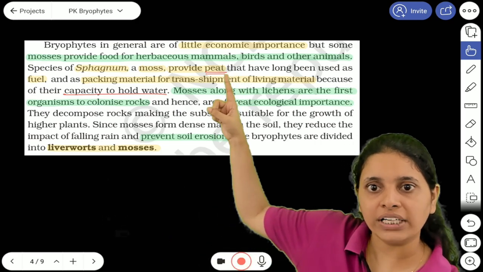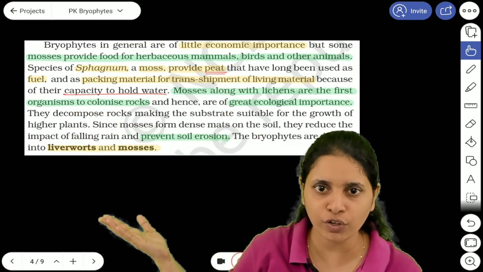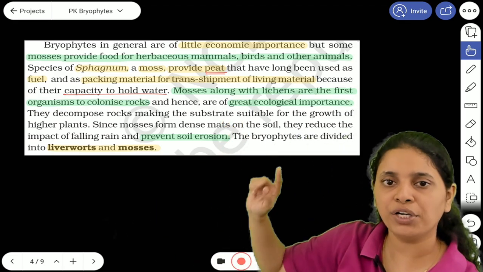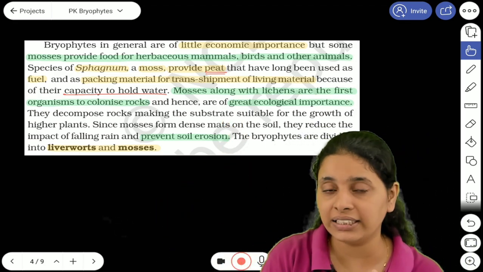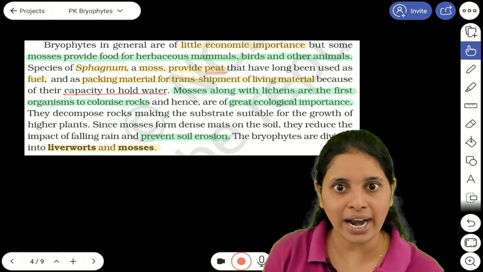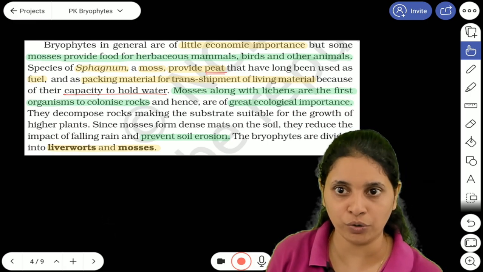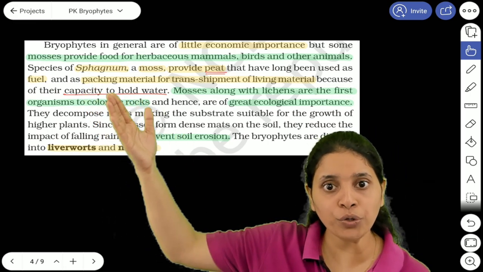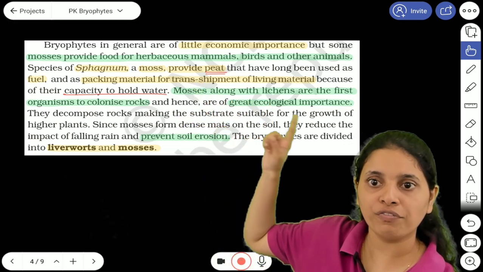So this peat can be used as fuel like other fossil fuels which we obtain. So this peat can be used as fuel. Plus, it can be added to the soil and it can be used as a manure. It also improves aeration, okay, and improves the fertility of the soil because it can be used as a manure. So it can be also used as a packing material for transshipment of living material.